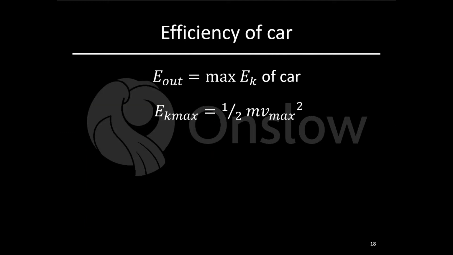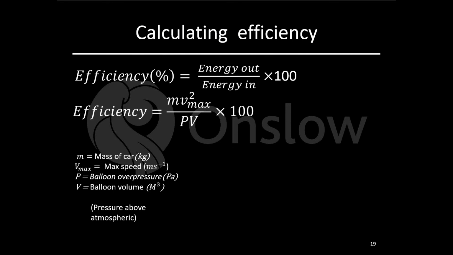Here we have the efficiency of the car, which is the energy output equals maximum kinetic energy of car, and then we have our maximum kinetic energy equals 1/2 of mass times maximum velocity squared. Here we're able to calculate the efficiency of how far the balloon went and the maximum kinetic energy or velocity. By using these formulas, efficiency percentage equals energy output over energy input times 100, we're able to find a percentage of the efficiency, so how much energy was wasted, which we'll be able to see in the following graphs.